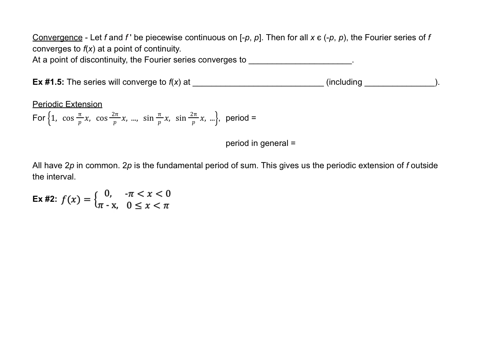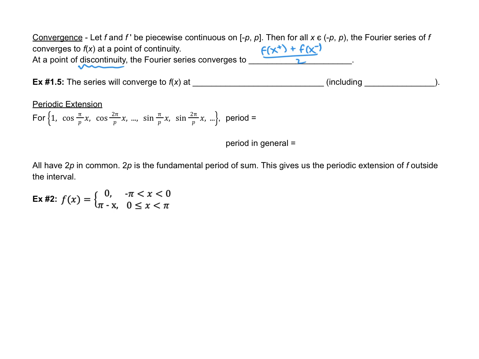So let f and f prime be piecewise continuous on our interval negative p to p. Then for all x that are in the open interval, the Fourier series of f is going to converge to f of x at a point of continuity. Well, the question, of course, then is what happens at a point of discontinuity. At a point of discontinuity, the Fourier series converges to the sum of f of x to the right and f of x to the left all over 2.